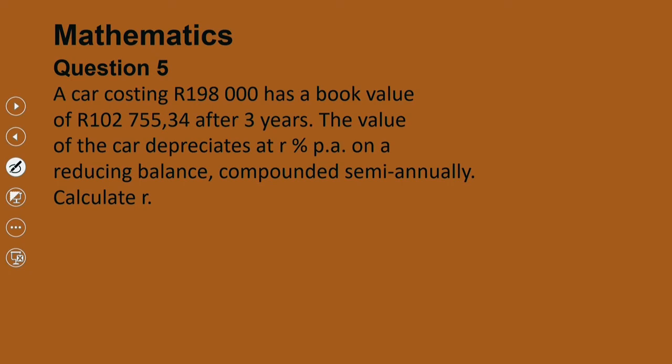So question 5 has been given as: a car costing $198,000 has a book value of $102,755.34 after 3 years. The value of the car depreciates at R% per annum. And this is what we are going to be looking at on a reducing balance, compounded semi-annually, interesting. Then the question says, calculate R.